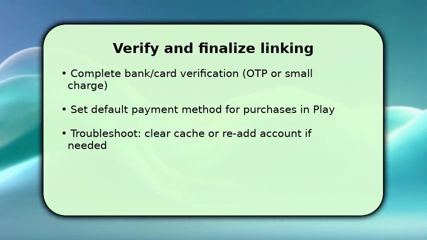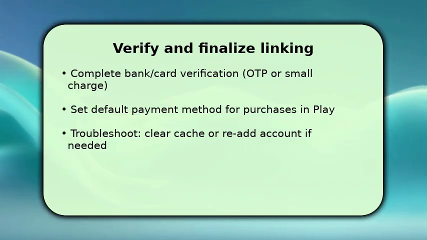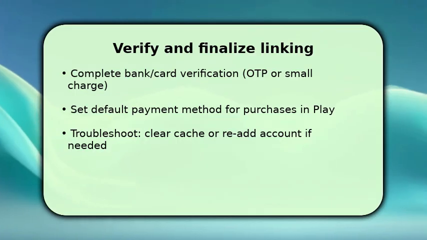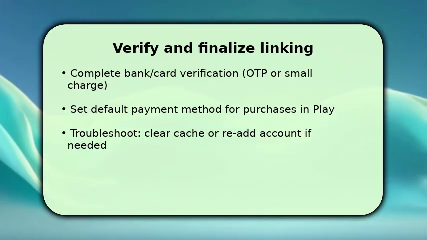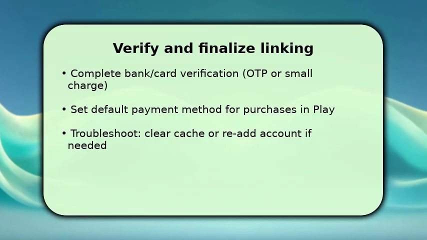Then set Google Pay as the default in payment methods so purchases go through automatically. If a purchase fails, clear the Play app cache, restart the device, and reopen payment methods to relink. You can also remove and re-add the card or contact your bank. That single troubleshooting step resolves most linking issues quickly.